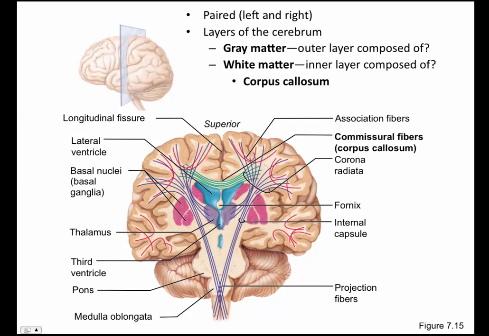Okay, so we take this cross section. Now we're going a coronal section, or a frontal section of our brain. And we can notice when we cut this in half, we have this long connection between our right and left hemispheres. And this is called the corpus callosum. So this allows communication between both hemispheres.